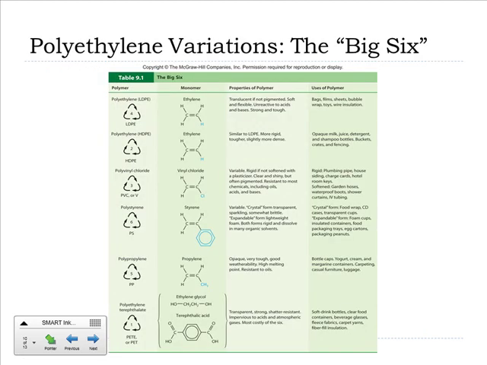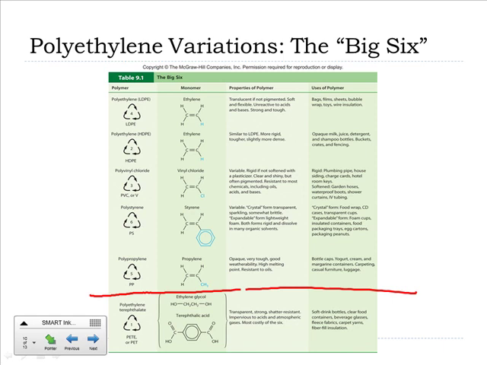So we've got the big six here. These are the six polymers that get recycled the most often, and they're the ones that you're going to find have recycling symbols on them if you start looking at your different plastics in your house. So let's look at particularly the first five right now.